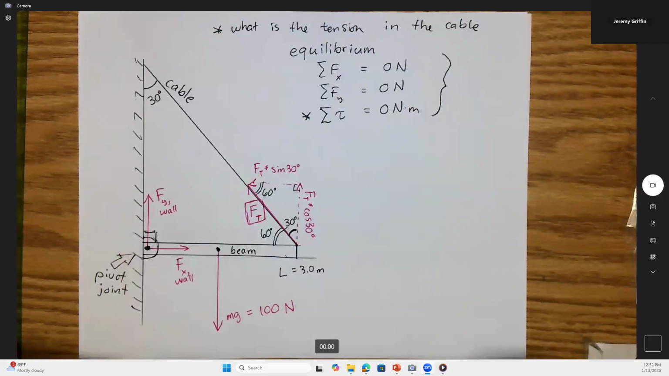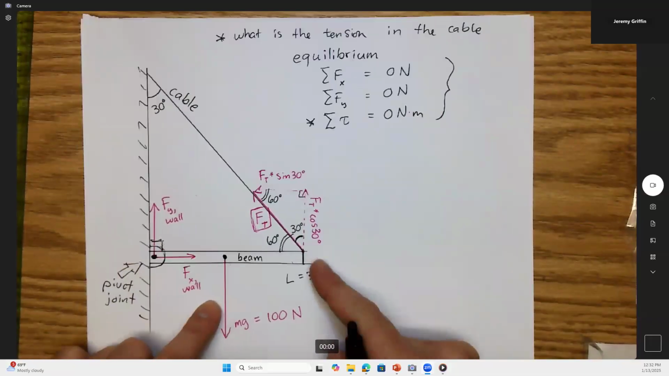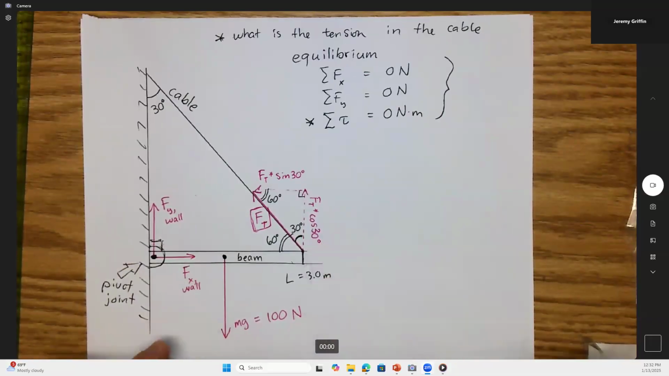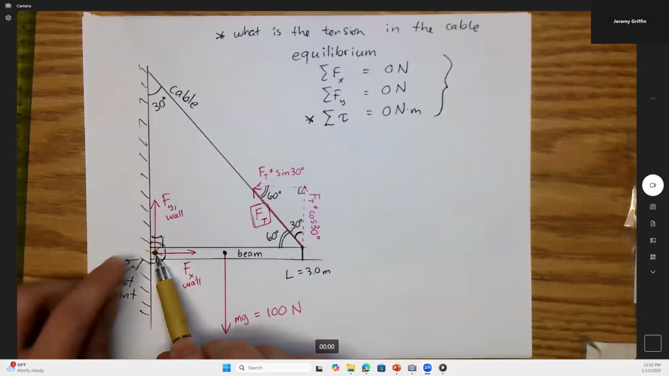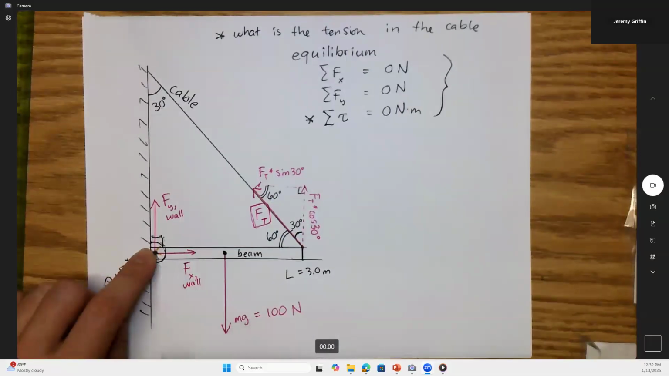And then the only torques are caused by, well, I've got this weight and this cable tension. Okay, and I can solve it like that. So let's treat this as my pivot point right here, this pivot joint. Now at that point, I ask what torques are being caused.